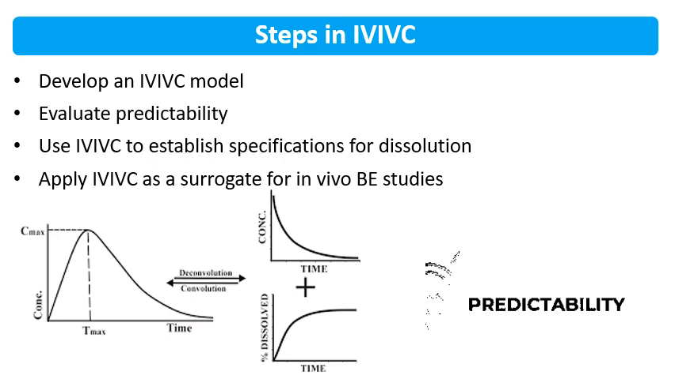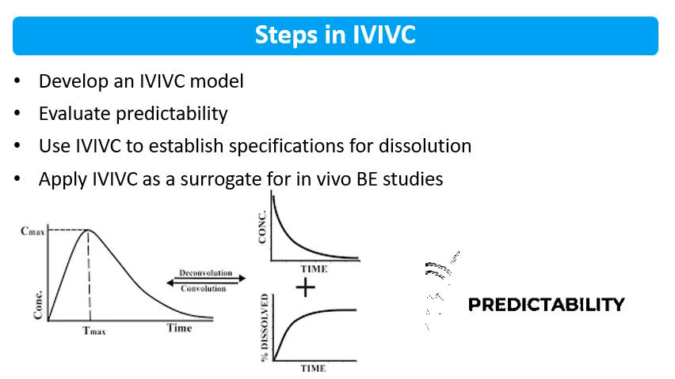Then use IVIVC to establish the specifications for dissolution. Then apply IVIVC as a surrogate for re-study. So these are the simple steps for developing the IVIVC model. Generally, the fast profile, slow profile and medium profile for the dissolution is selected. 3-4 batches are made with different release profile or dissolution profile and then these are dosed or studied for bio study and then the model is established considering the in vitro response versus the in vivo response.